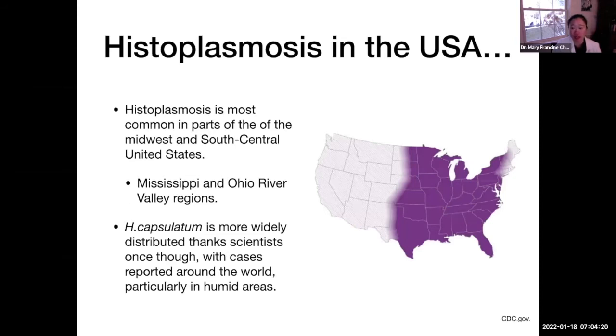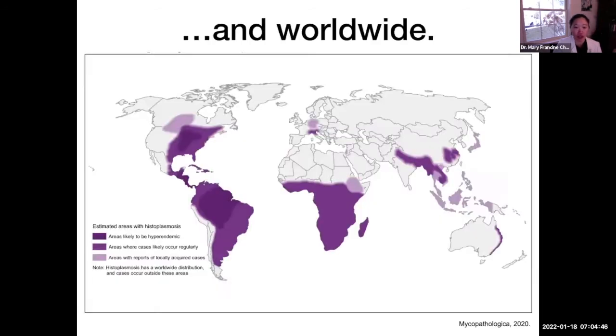Histoplasmosis in the USA is endemic really in the Midwest and South Central part of the United States, so the Mississippi and Ohio River Valley regions. It's more widely distributed than what scientists think, because actually it's reported around the world, not just in the US. And they particularly thrive in humid areas.